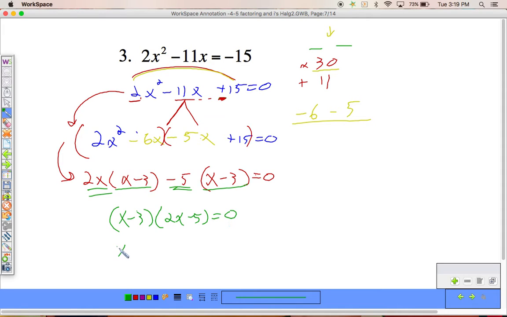To finish solving, because all I've done is factor, I'm going to set each of these equal to 0 and get my two answers, a positive 3 and a positive 5/2 by solving this. So the only new part, because everything else was taught in the video or in class, is once you get your factors, set both factors equal to 0 and solve. And we're trying to find 2. Most of the time we'll get 2 answers.